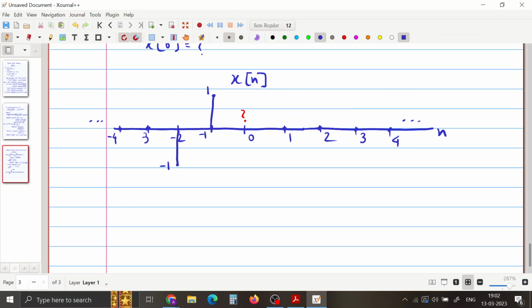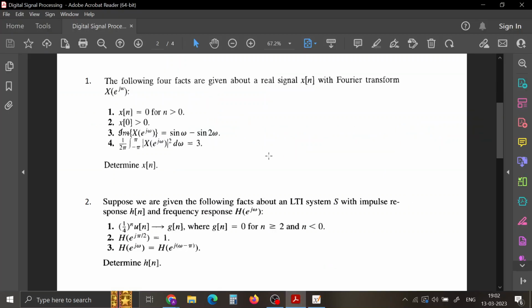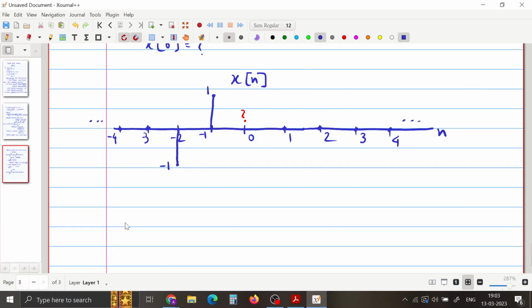So we just need to make use of Parseval's theorem. That's it. And as you know, the result of Parseval's theorem is that the energy in the time domain equals the energy in the frequency domain. And this expression in the fourth point is basically the energy in the frequency domain, and it is given as 3. It is the same as the energy in the time domain, which is the summation running from minus infinity to infinity of mod square of x of n. That's it. Exactly. So very good.